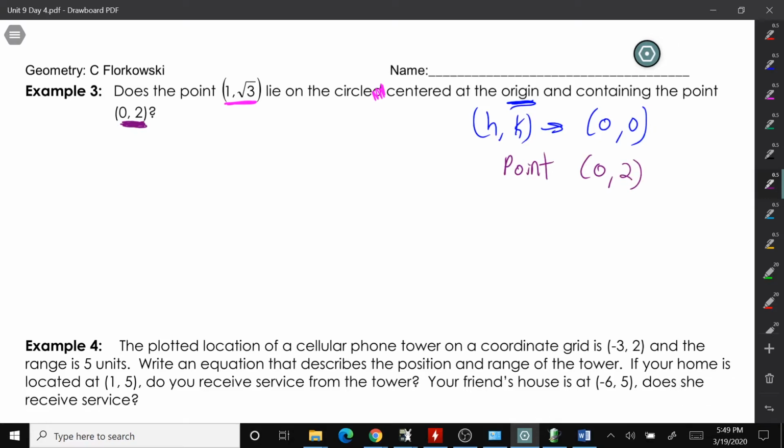Okay, how can we write the equation of the circle from this information? This one is a little bit easier because our center is at 0, 0, and the point they give us is 0, 2. Because the two x coordinates are the same, that means this is a vertical line. Let me show you what I'm talking about.